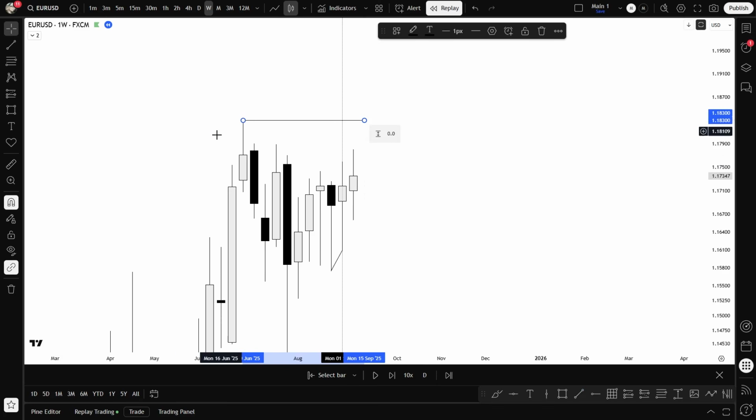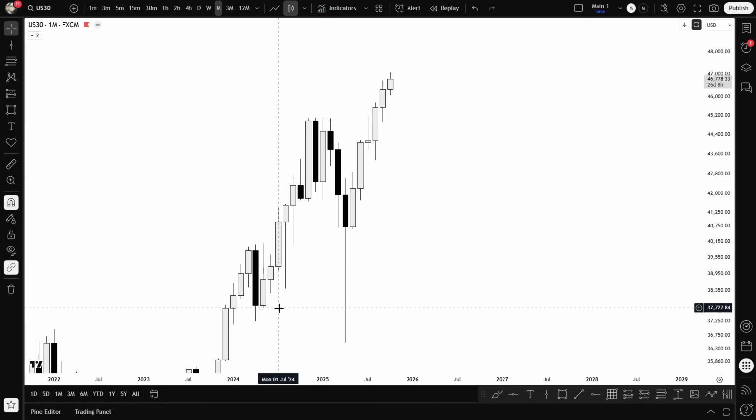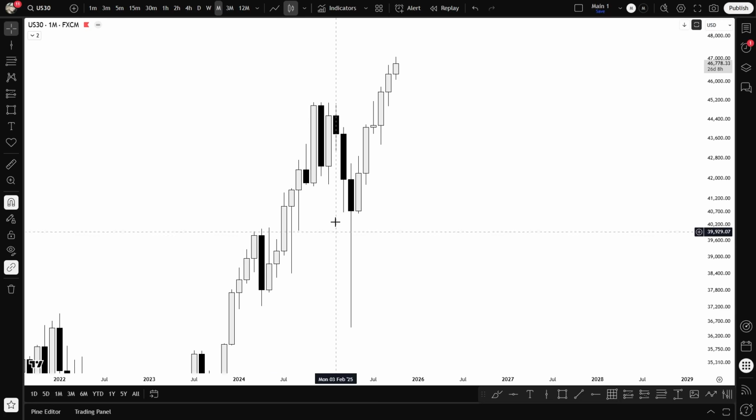Once this CRT high, the most drawn liquidity, is met on one pair, it means we can expect a move. So this is the US30, the monthly chart. If you pay attention here, we are overall bullish, and we have this big retracement.